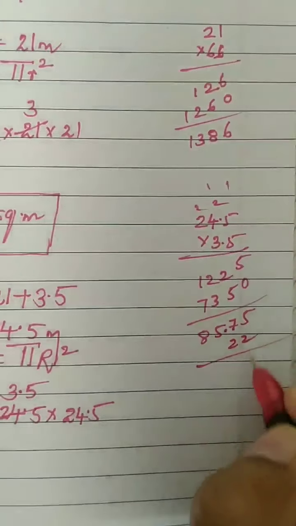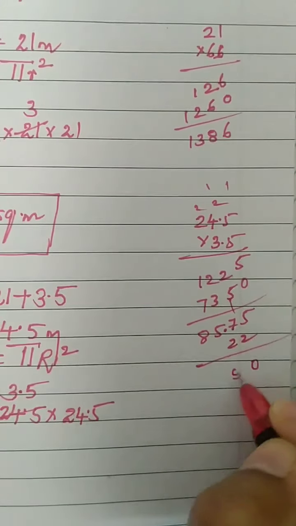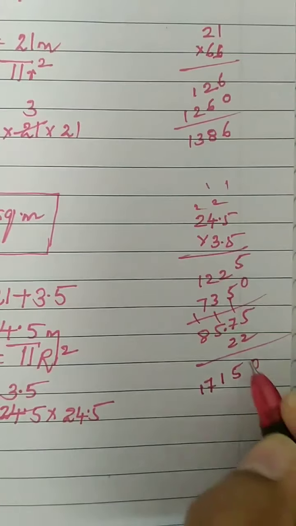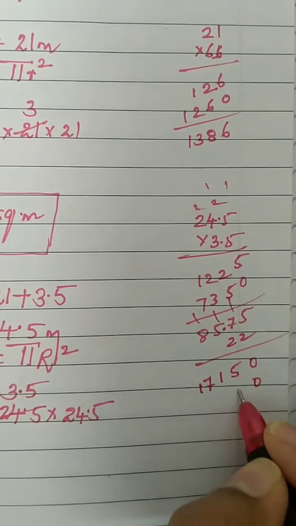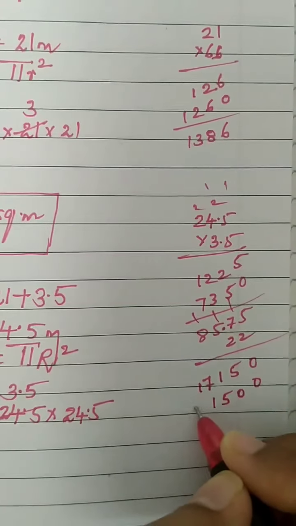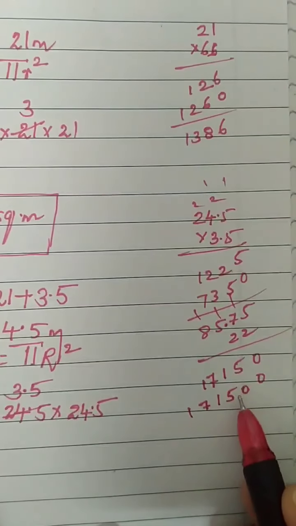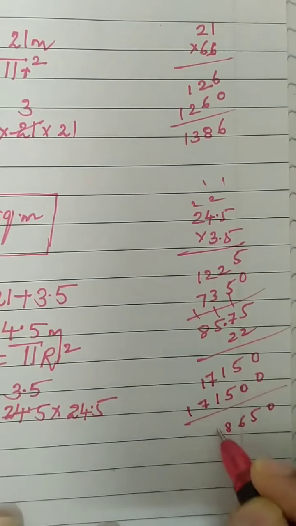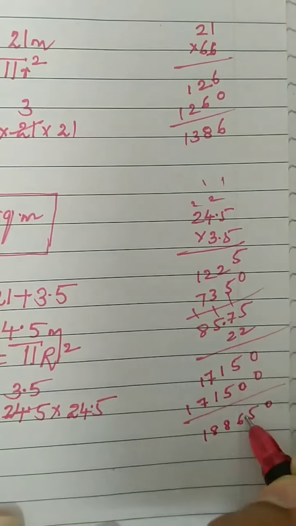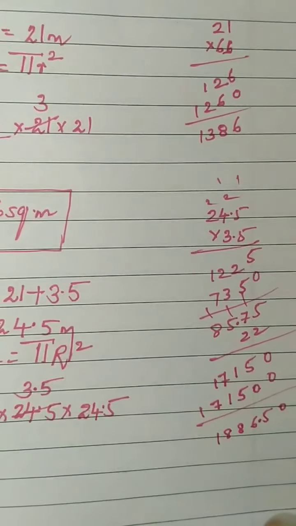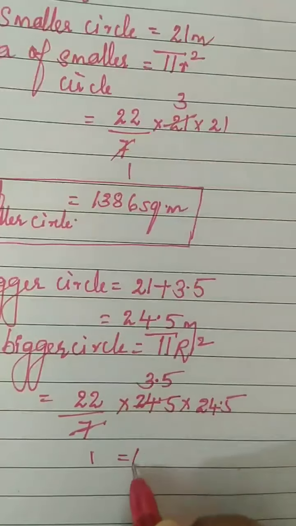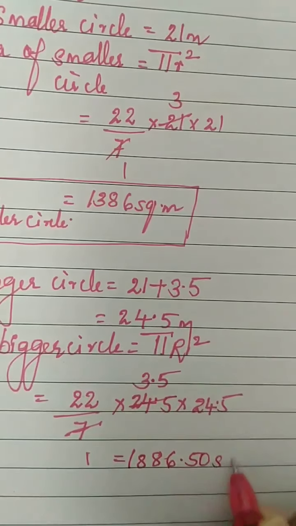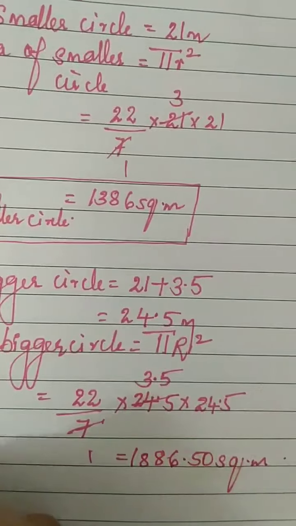Multiply by 22. 5 twos are 10, carry 1. 14, 15, carry 1. 10, 11, carry 1. 16, 17. Put 0 and copy the numbers as it is. 0, 5, 1, 7, 1. Add: 0, 5, 6, 8, 8, 1. Put the decimal: 1886.50 square meter. We got the area of the bigger circle.